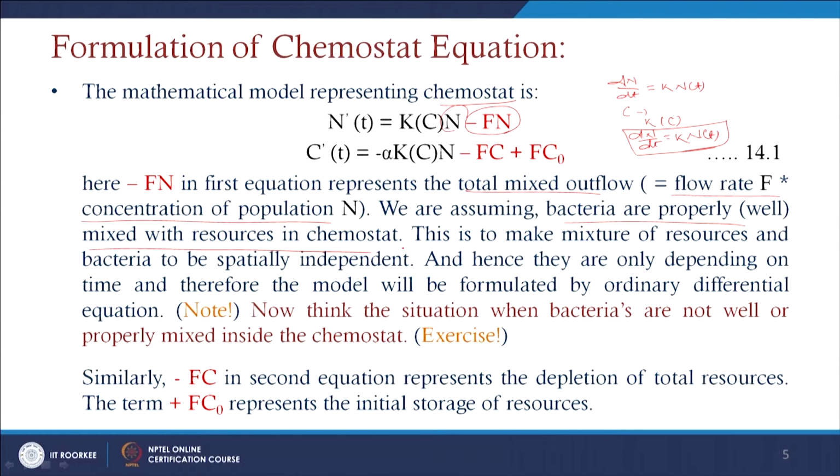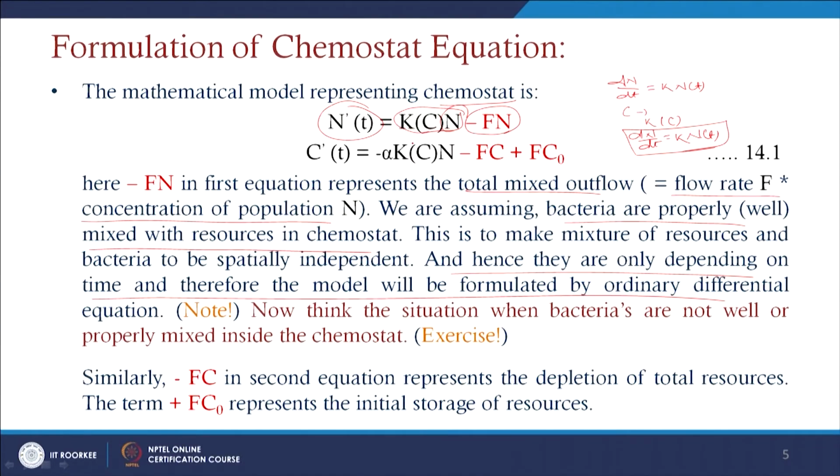This makes the mixture of resources and bacteria spatially independent, so they depend only on time, and therefore the model is formulated by an ordinary differential equation. Here we are considering the change of population, or change of cell number, with respect to the proportionality constant times the total population size, and whatever is effluxed out of the system. Now think, if we had a non-uniform distribution, or it were not properly mixed inside the system, many constraints would come into the picture. In the next slides or lectures we can consider the restrictions that must be followed to deal with that model.